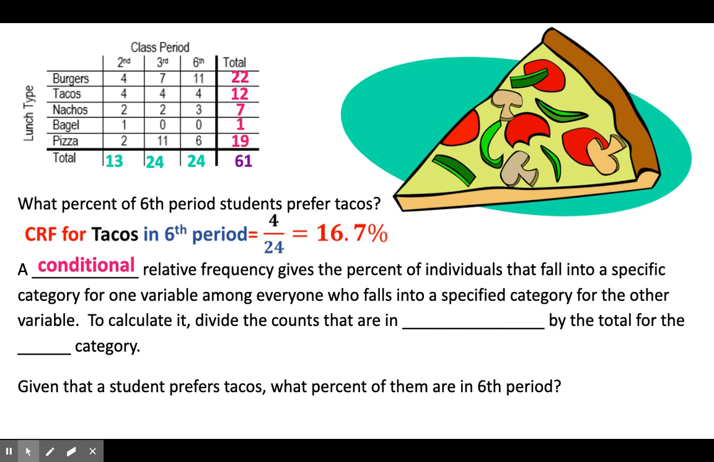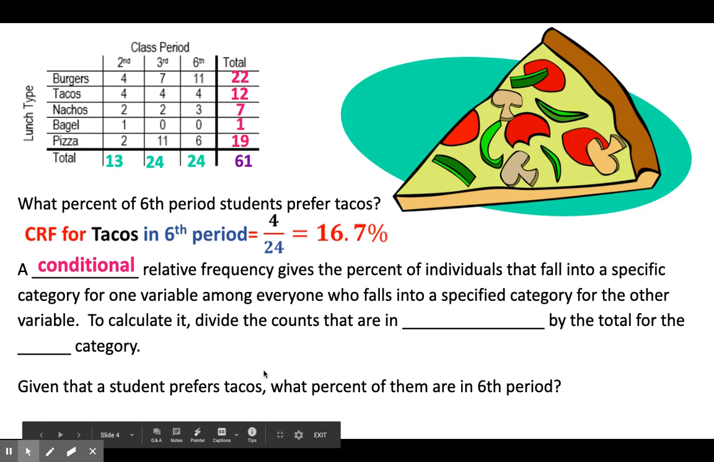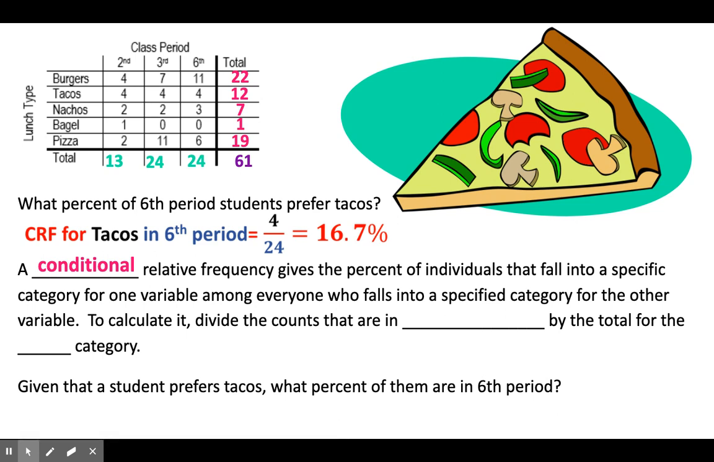Conditional meaning we're putting a condition on it. I'm no longer talking about all students. I'm now saying only sixth period. We call that conditional, right? So a conditional relative frequency gives the percent of individuals that fall into a specific category for one variable among everyone who falls into a specified category for the other. And to calculate it, we divide the counts that are in both categories by the total for the given category.